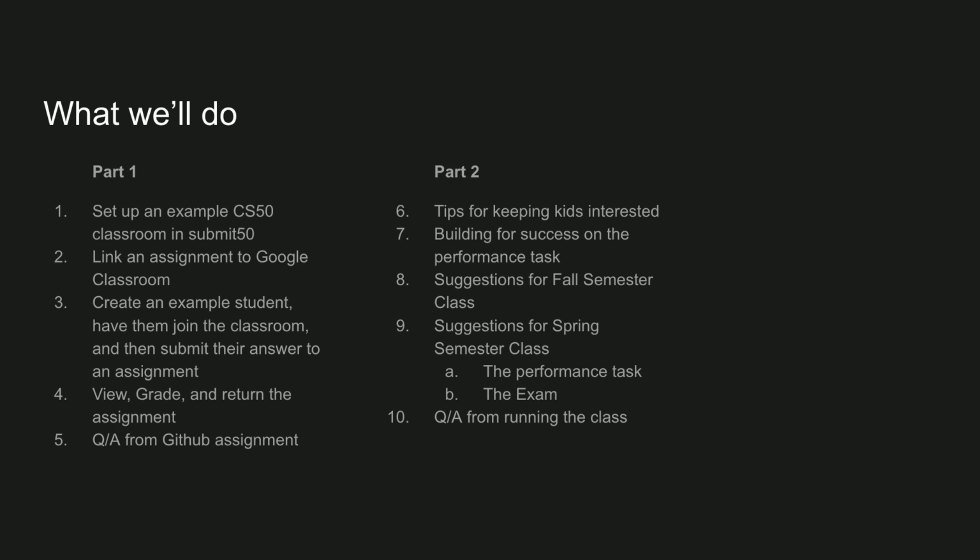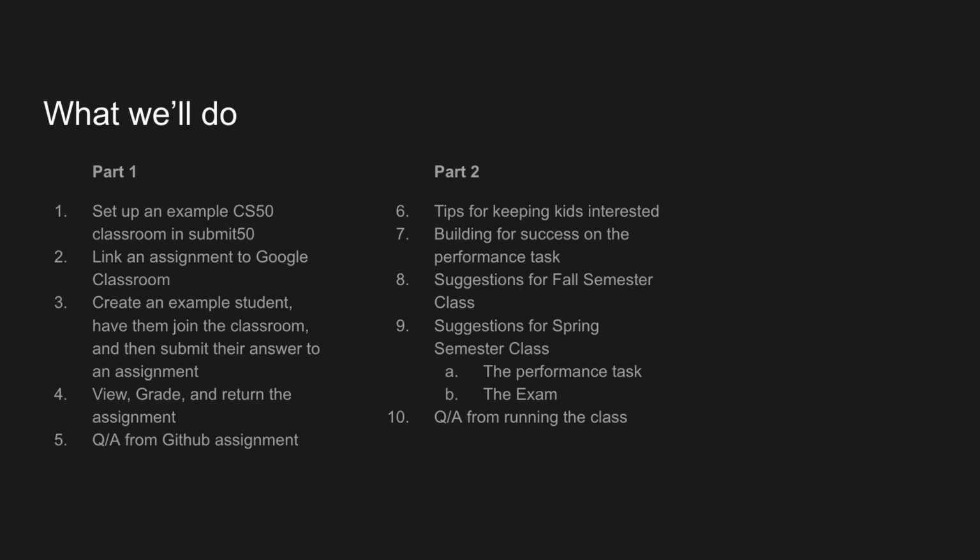And this is what we'll do. So part one is, again, that really handhold, step by step of how do I make a Google Classroom? How do I get into Submit 50? How do I do this, that, and the other thing? So we're going to set up an example CS50 classroom and Submit 50. Link an assignment in there to Google Classroom, create an example student, have them join the classroom, and in this case, a lot of you are going to be the example students too. I found it really helpful to do the class as a student, see how the kids are seeing it and experiencing it before I did it myself, right? View, grade, and return the assignment, and then a Q&A from that first part.